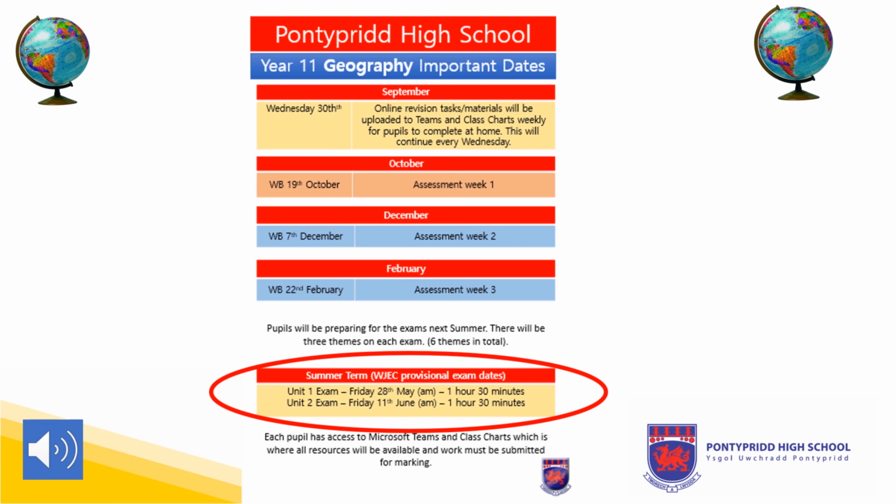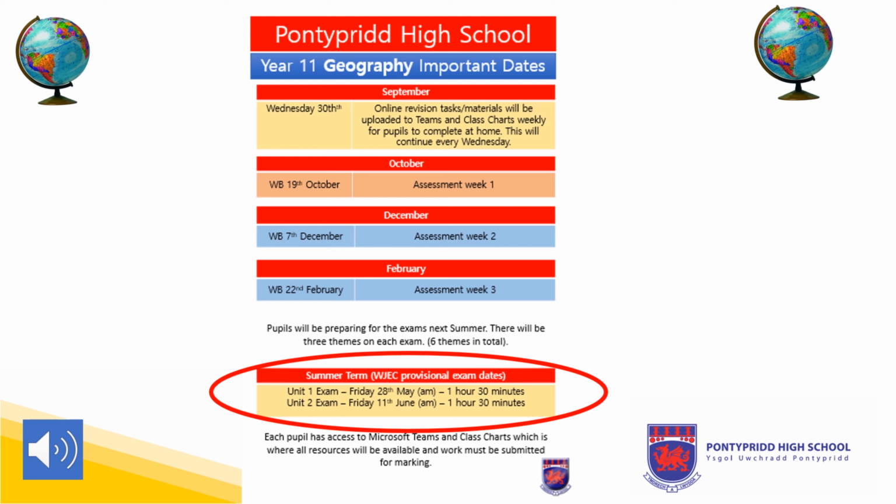So in Year 11 Geography, some of the important dates are on this document here. Something that will happen towards the end of September is that online revision materials and tasks will be uploaded every week, every Wednesday, to both Teams and Class Charts, and pupils will need to complete them and upload them to Teams to be marked by the following week. This is just in case there won't be a chance for after school revision, then revision can be ongoing throughout the year.